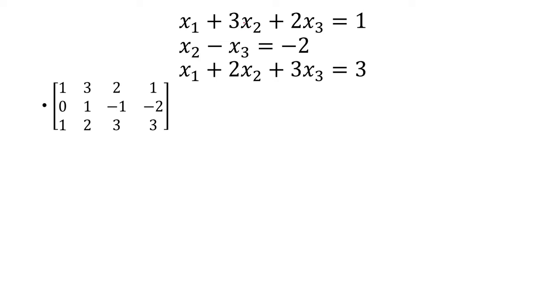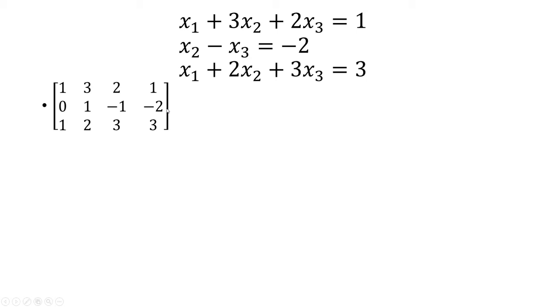Then we move on to x2. We see it's 3, 1, 2. And then for x3, this is 2, negative 1, 3. And then the solution, or the right side of the equation, is 1, negative 2, and 3. So that's what I have there.